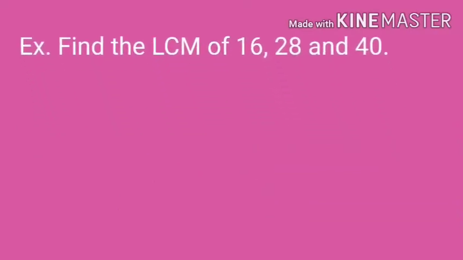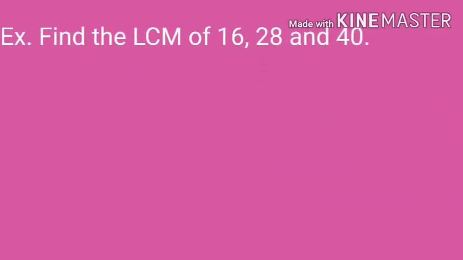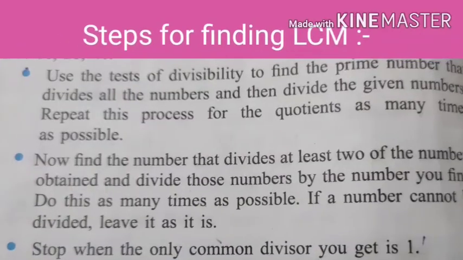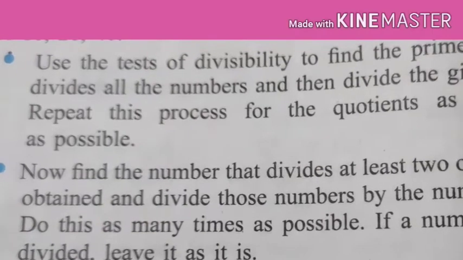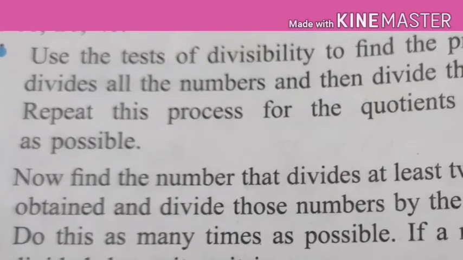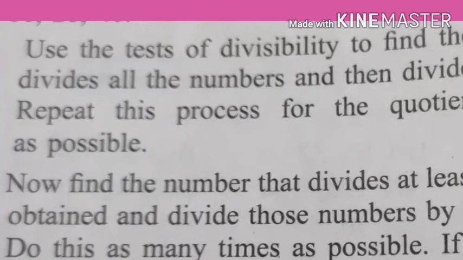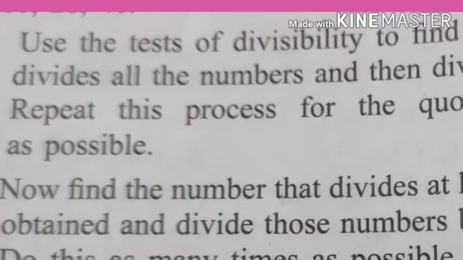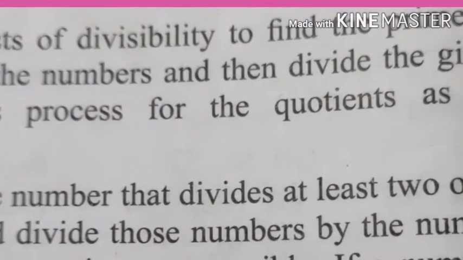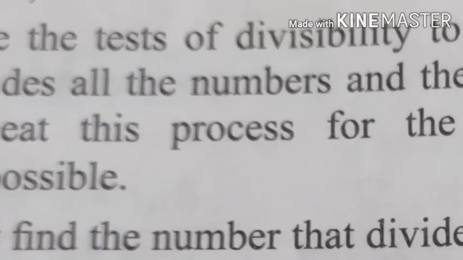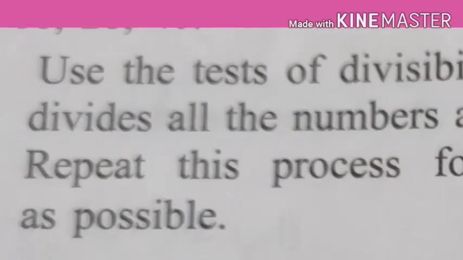One more example. Find the LCM of 16, 28 and 40. Now we will use the method of vertical arrangement to find the LCM. Here we have to follow the following steps to find LCM. Use the test of divisibility to find the prime number that divides all the numbers and then divide the given numbers. Repeat this process for the quotients as many times as possible.